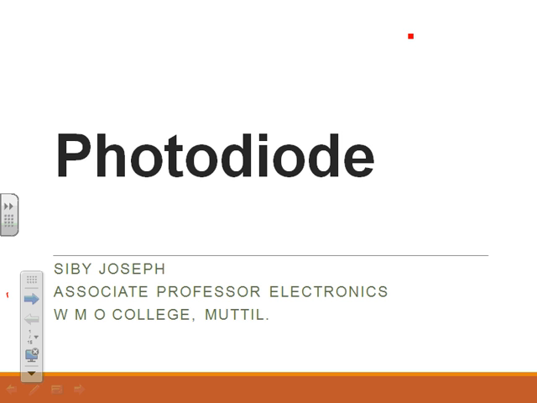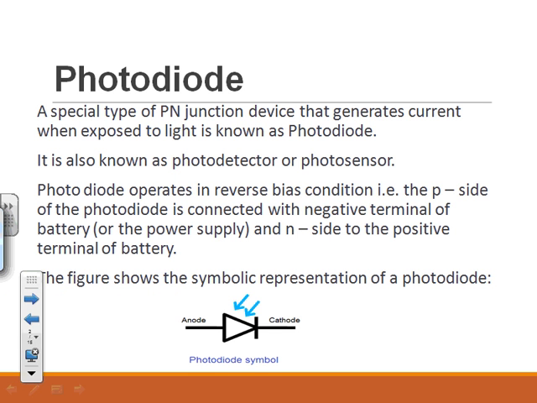Today we are going to discuss the photodiode. So what is a photodiode? It's a special type of PN junction that generates current when exposed to light. A photodiode is actually a PN junction diode, but it is a special type of diode which generates current when exposed to light. So it works with respect to light energy. That type of diode is called a photodiode.